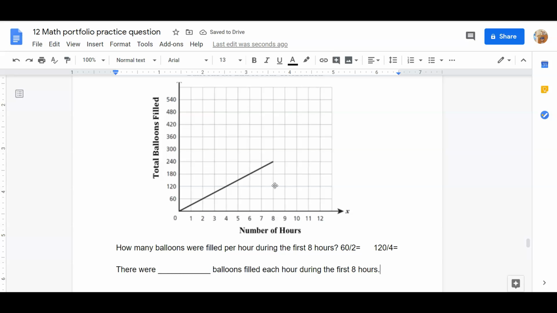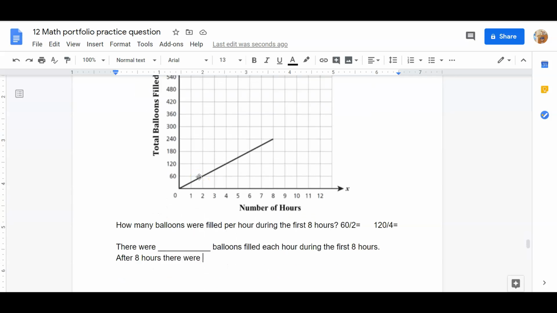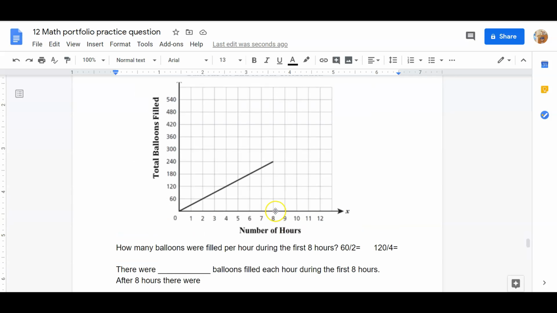All right? I also want to know how many balloons there were at 8 hours. So you should say, after 8 hours, there were blank balloons filled. All right? This should be pretty straightforward. It's just read the graph.